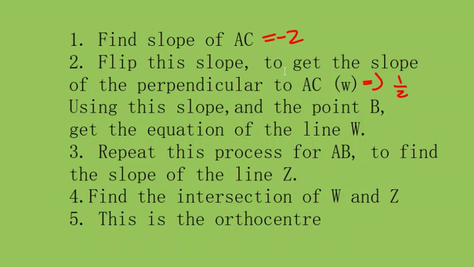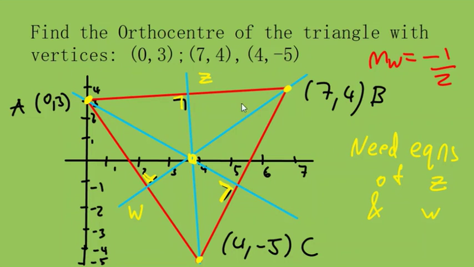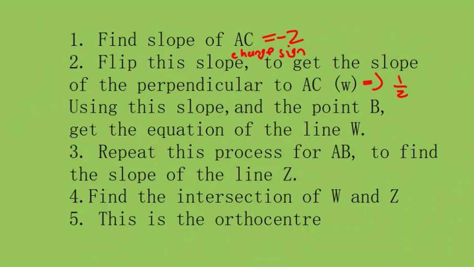Sorry, I forgot to say as well, to get the slope of the perpendicular, flip the slope and change the sign. I just forgot to write that in. That's the rule for perpendicular slopes. Anyway, 1/2, and we're going to the point B. Remember our point B is 7, 4 here.